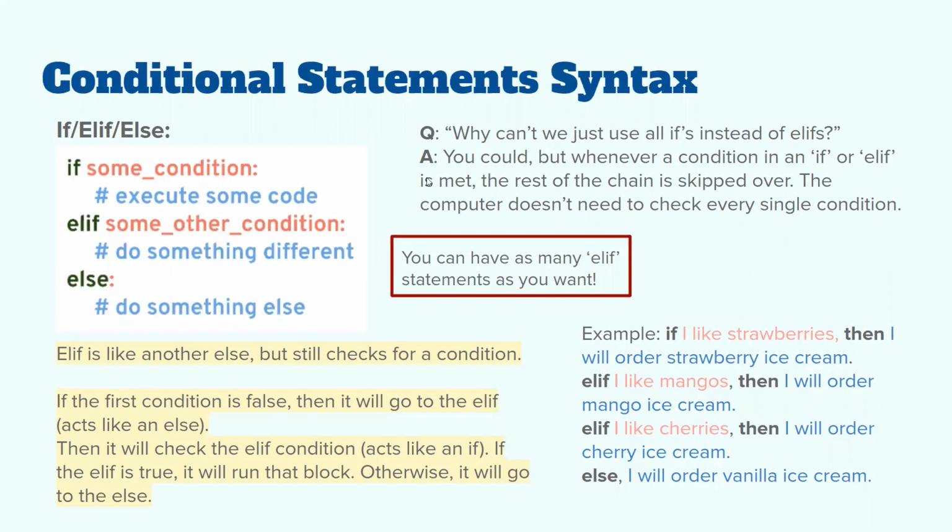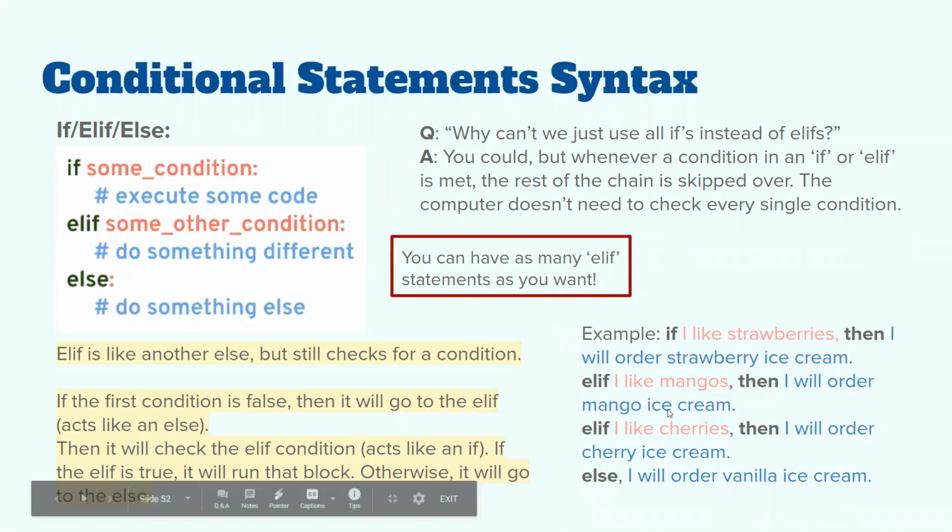So now you might be asking, why can't we just use all ifs instead of elif? So why can't we just change this elif into an if? The short answer, and I will show this in PyCharm a bit later, is that you can, but whenever an if or elif condition is met, so it's true, then the rest of the chain or the rest of the ladder is skipped over. So everything below it after that condition is true would be skipped. It won't be checked at all if you had all elifs.